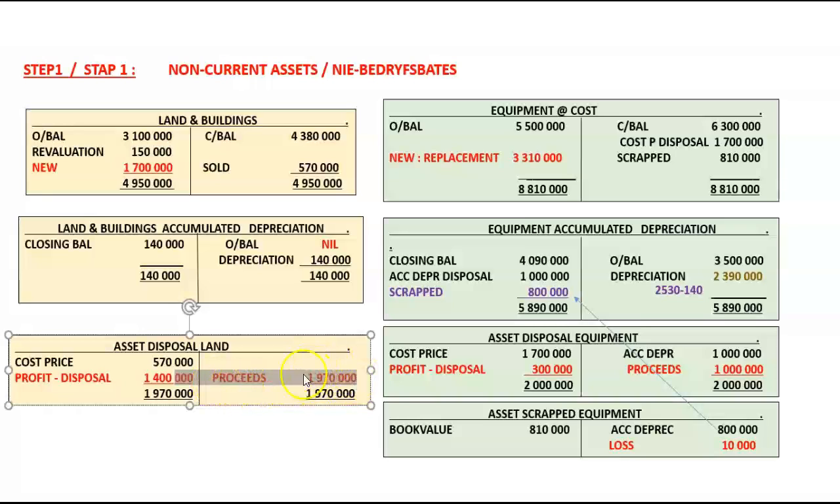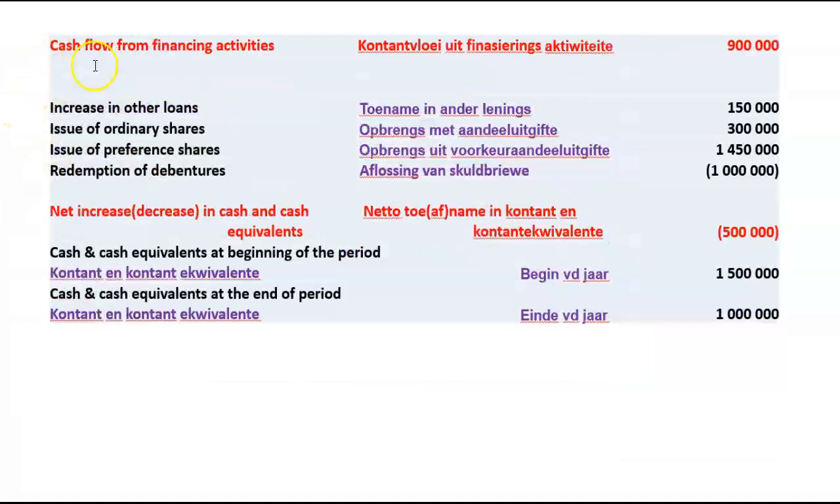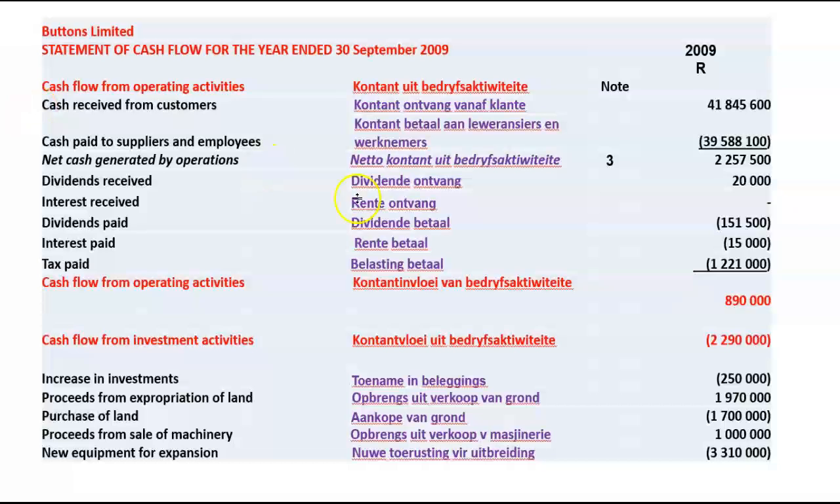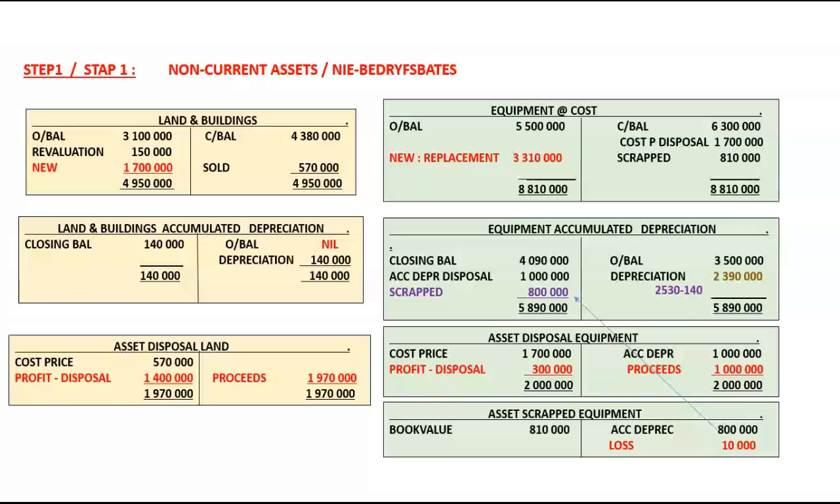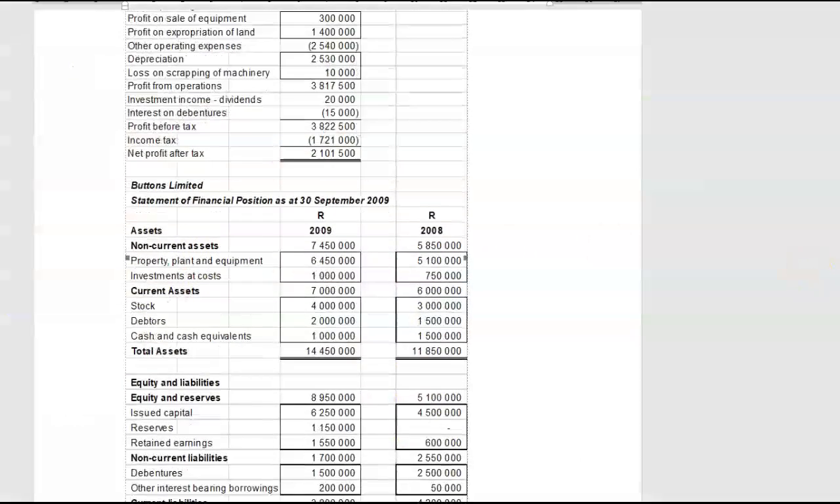Now that 1,970,000 we can plot directly in our statement of cash flow. Let me just get to that. Cash flow from investing activities. Proceeds from the expropriation of land, 1,970,000. Then we have parked it, we've handled that item. Good. Then for machinery and equipment.